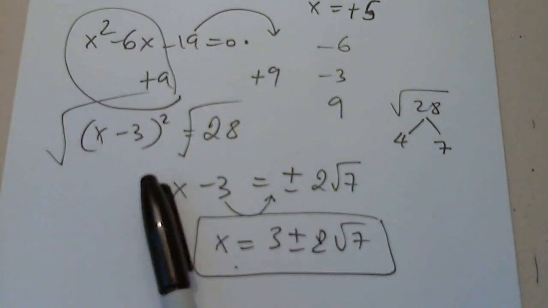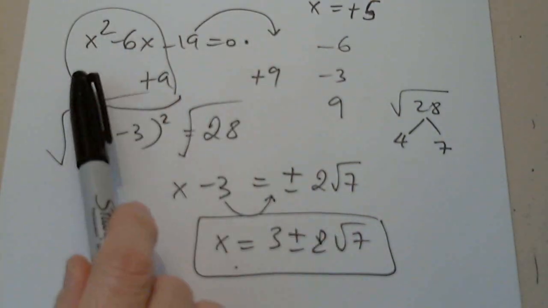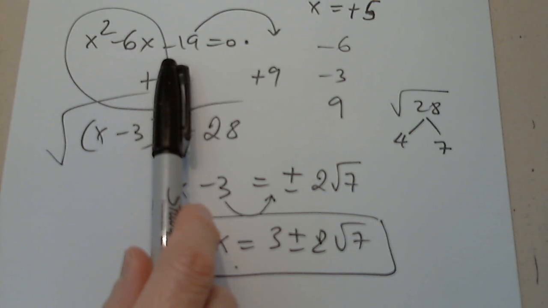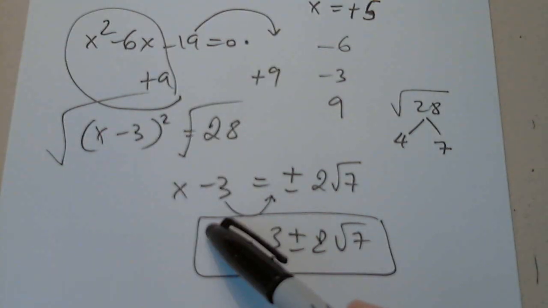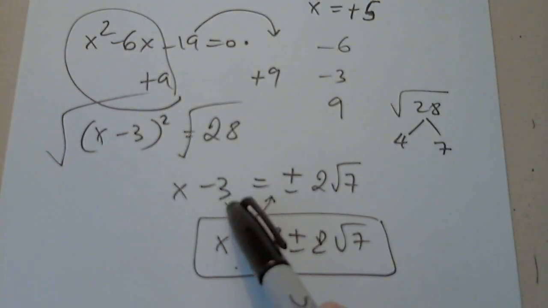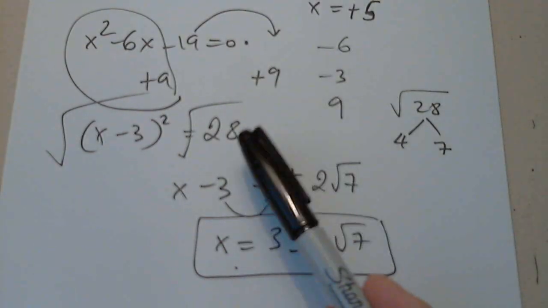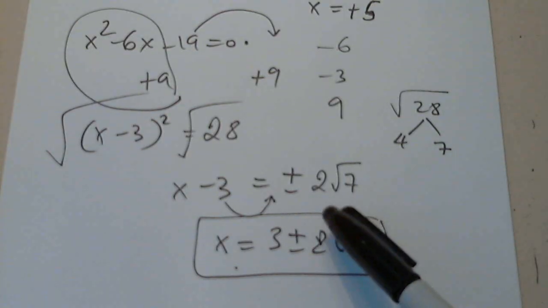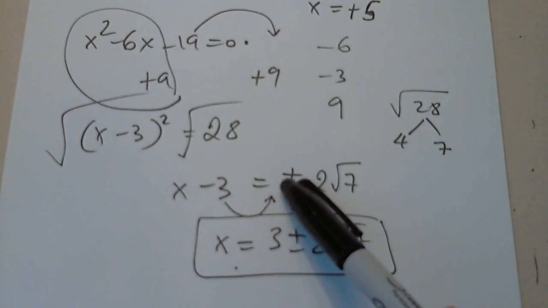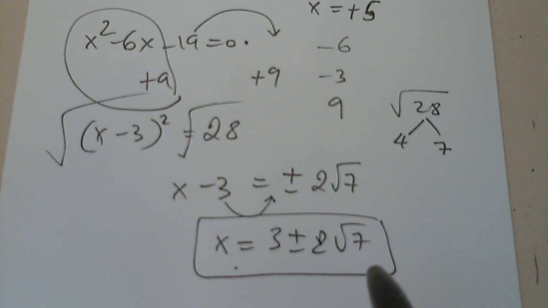Now I can take the square root. I cannot take the square root if I have a sum or a difference under the square root. Now I can take the square root. I write x minus 3, and from here I have the plus or minus. I have to split 28 into 4 and 7, so I can simplify the radical. And I have 2 times the square root of 7, and then I insert 3. So 3 plus or minus 2 times the square root of 7.